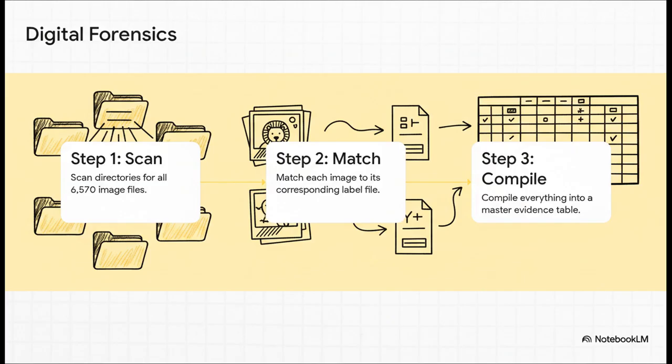Okay, so our digital forensics process is pretty straightforward. It's a three-step plan. First, we scan all the directories and find every single one of those 6,570 image files. Then, step 2, we match each image to its label file. That's the little file that tells us what animal is in the photo and exactly where. And finally, we pull it all together into one big master evidence table.